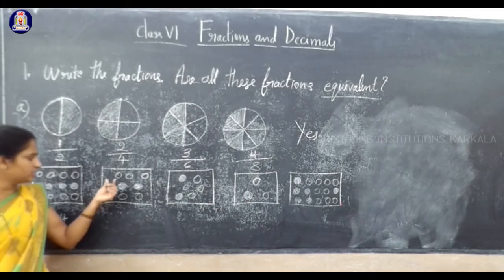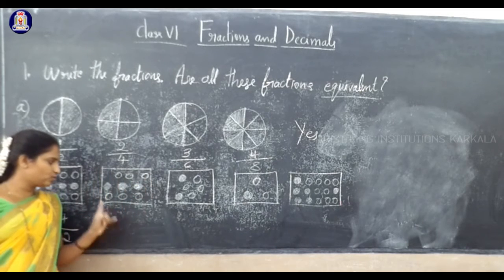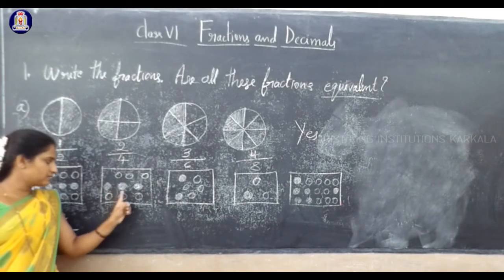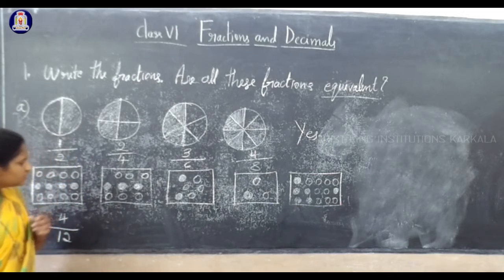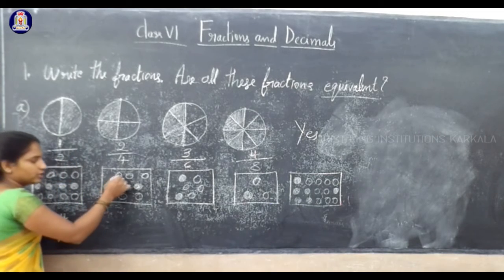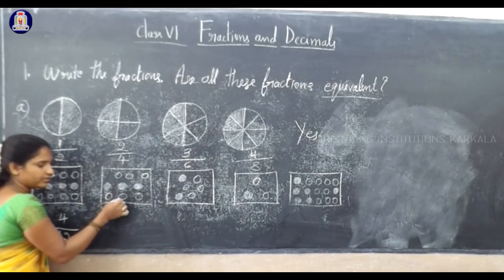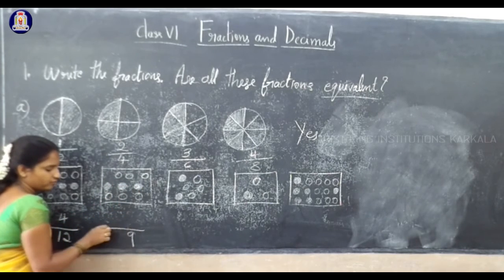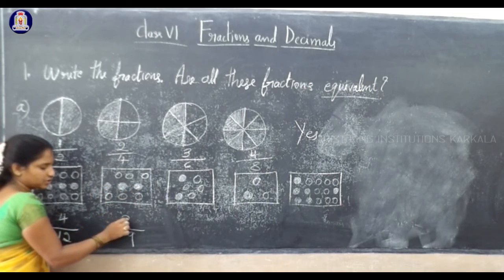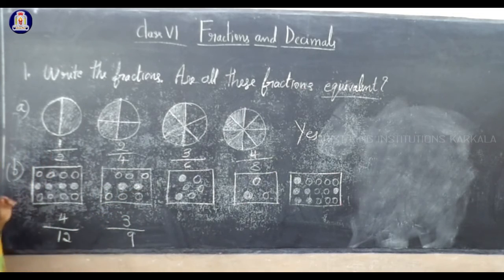The next question, the next figure is also a square. Inside the square there are some circles. Now count total how many circles are there? 1, 2, 3, 4, 5, 6, 7, 8, 9. So out of 9, only 3 parts are shaded. So 3 by 9. Okay.